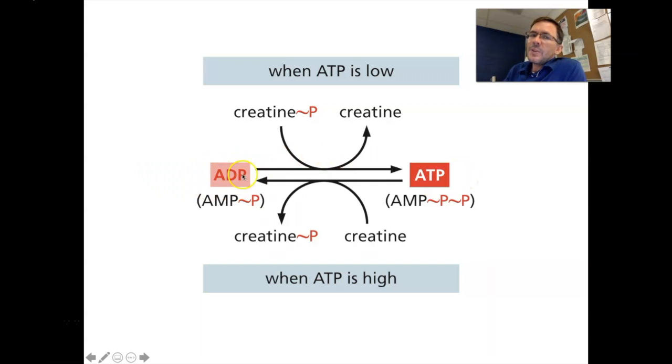Right? So when there's lots of ADP, the cell's going to need ATP. So where's it going to get the phosphate to make ATP? From creatine phosphate. Okay. Conversely, if there's a lot of ATP, it's probably a good opportunity for the cell to make creatine phosphate for quick renewal or quick replenishment of pools of ATP.